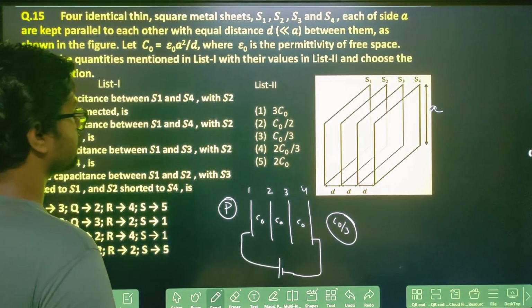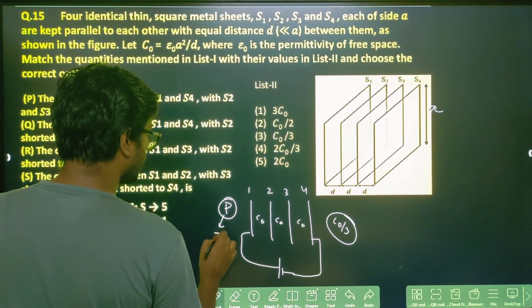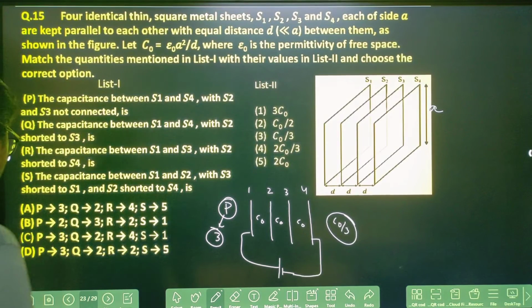So which option is it matching? P is your 3. Check which one it is matching. P 3, yes. B option will be eliminated. So among A, C, D, one option is correct.